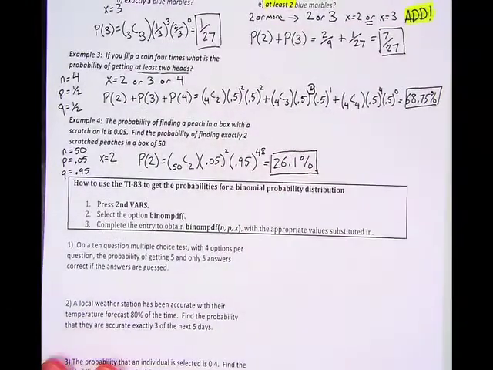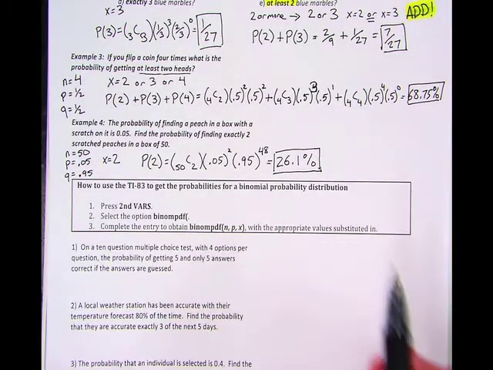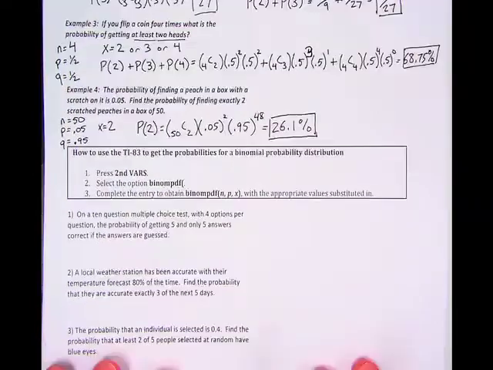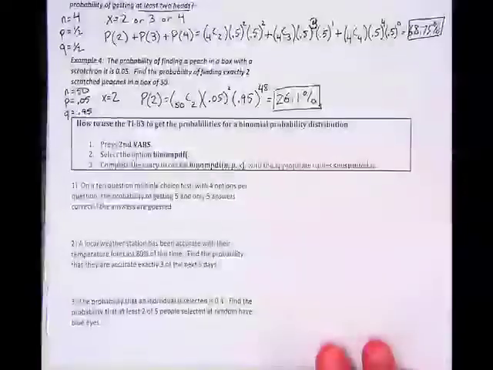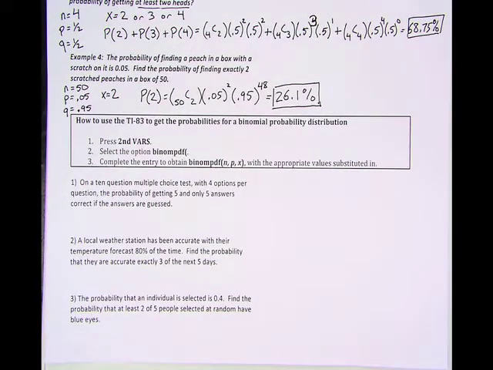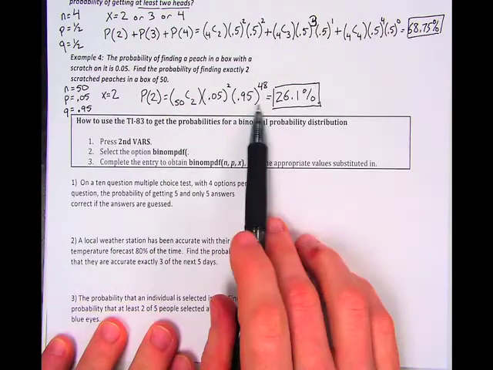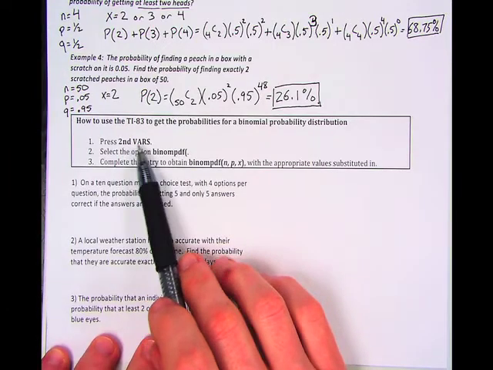Now it's really good to know this formula and be able to use it. And please don't hate me, but now we're going to see how the TI-83 can become a very powerful tool in finding binomial probability distributions. So there's actually a function that's going to do this formula for you all at once. And it's called Binom Pdf. And where we find this is in the second vars menu.